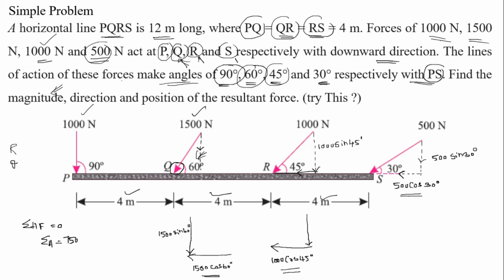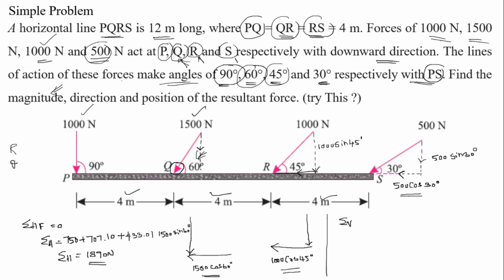First force 750, plus the second one, 1000 into cos 45, which is equal to 707.10. The last one, 500 into cos 30 degrees, is equal to 433.01. So the sum of all these, 750 plus 707.10 plus 433.01, gives the sum of horizontal forces, which is equal to 1890 Newton.